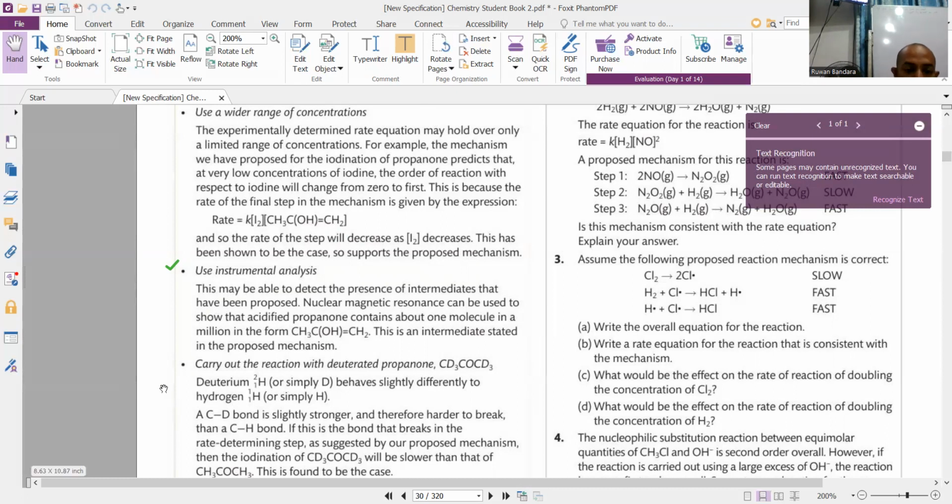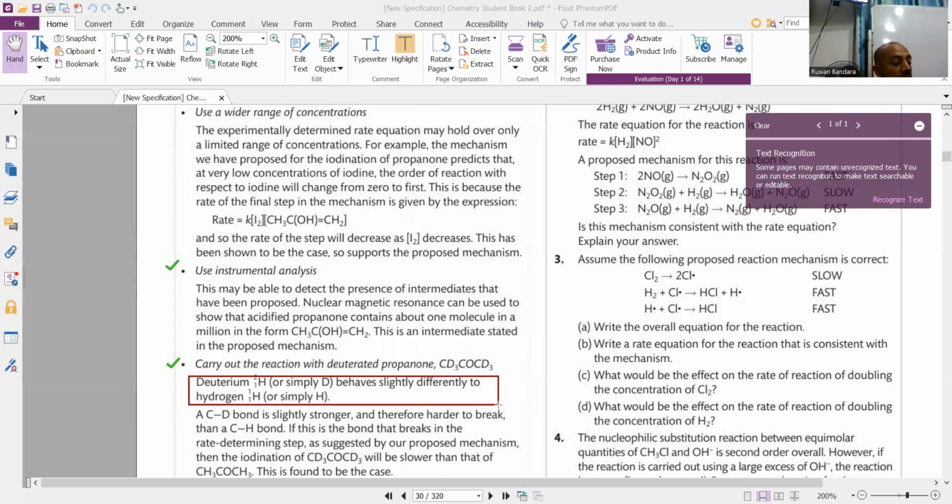And finally, carrying out the reaction with deuterated propanol. Deuterium is one of the isotopes of hydrogen and behaves slightly differently to hydrogen, right? Therefore, now in our suggested mechanism, the first step has a hydrogen involved. So instead of H plus, you can add D plus.